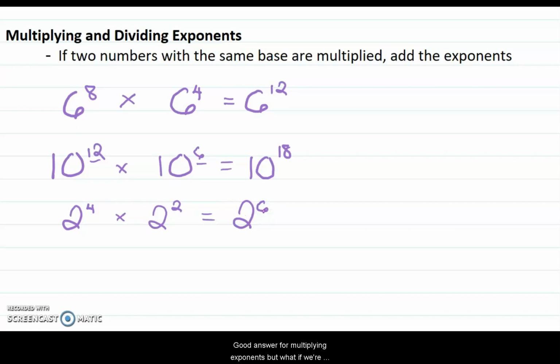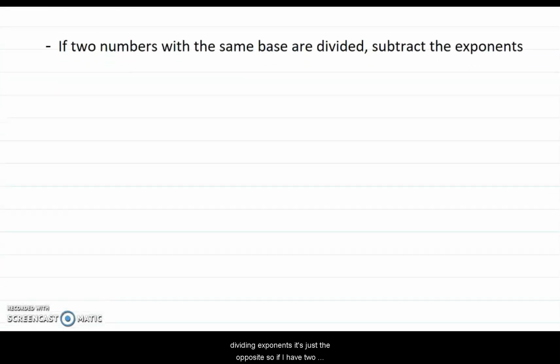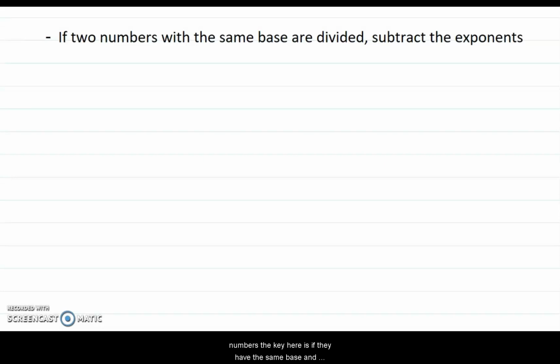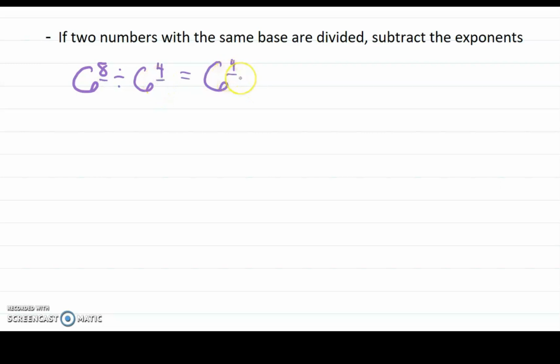Okay. So that's if we're multiplying exponents, but what if we're dividing exponents? It's just the opposite. So if I have two numbers, the key here is if they have the same base and we're dividing, we subtract the exponents. So for example, if I go back to the example I had up at the top, if I had 6 to the 8 divided by 6 to the 4, right? Then my answer would be 6 to the 4 because 8 minus 4 is 4, right?